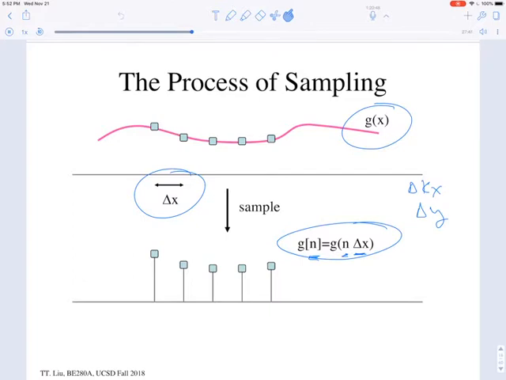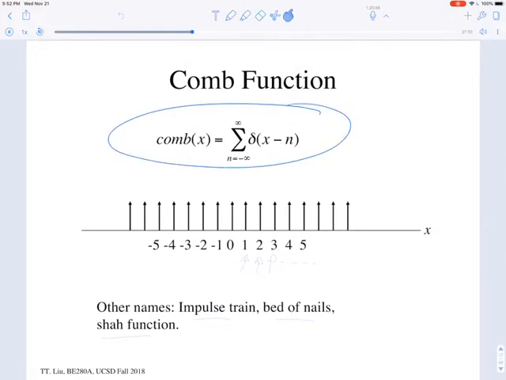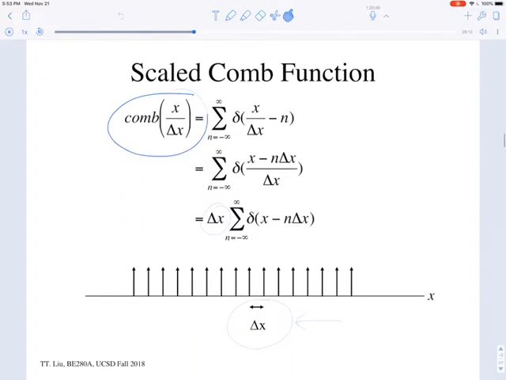To denote what we mean by sampling mathematically, we come up with this thing which we call the comb function. There's other names for it, but in this class we'll just call it the comb function. This is also known as an impulse train or a bed of nails or the Shah function. It is essentially just delta functions at every integer, 1, 2, 3, and so on and so forth. So it's just a train of delta functions. That's all it is.